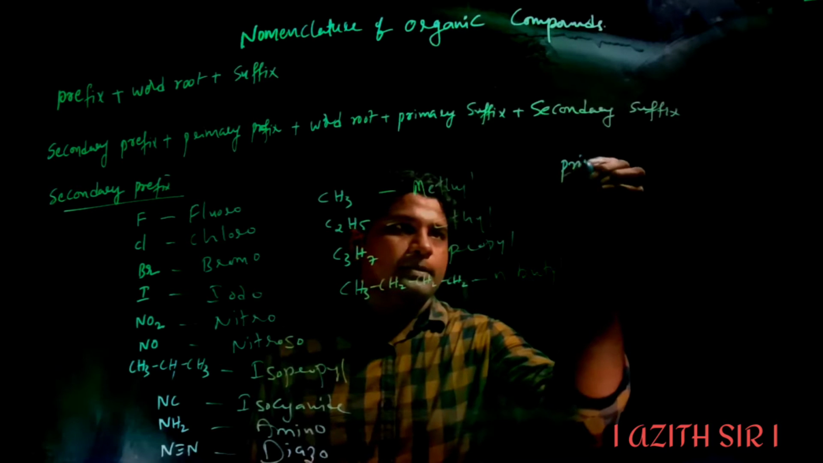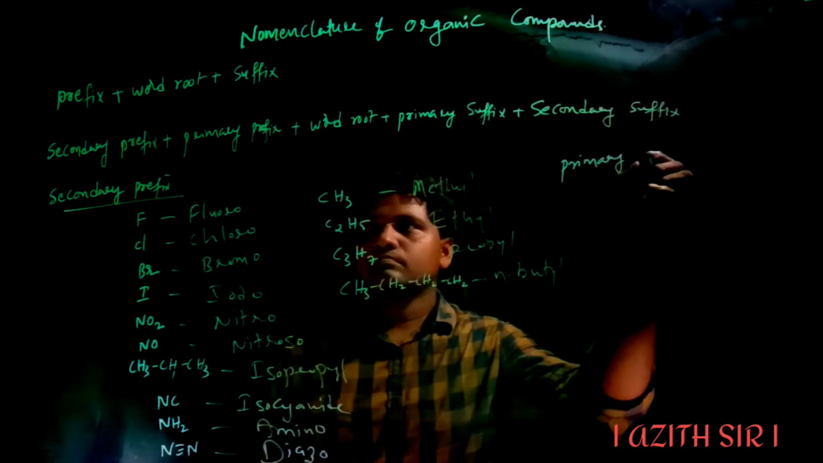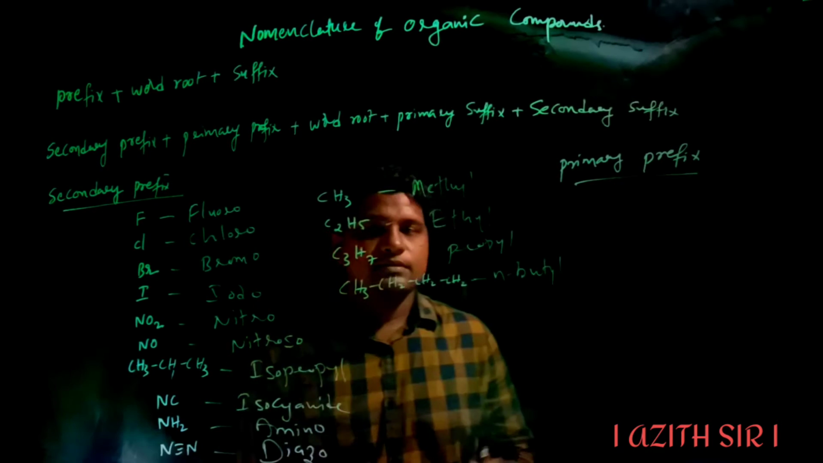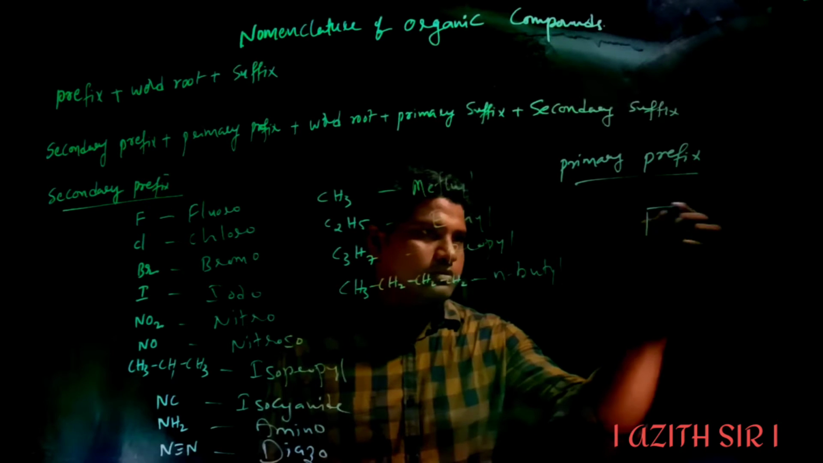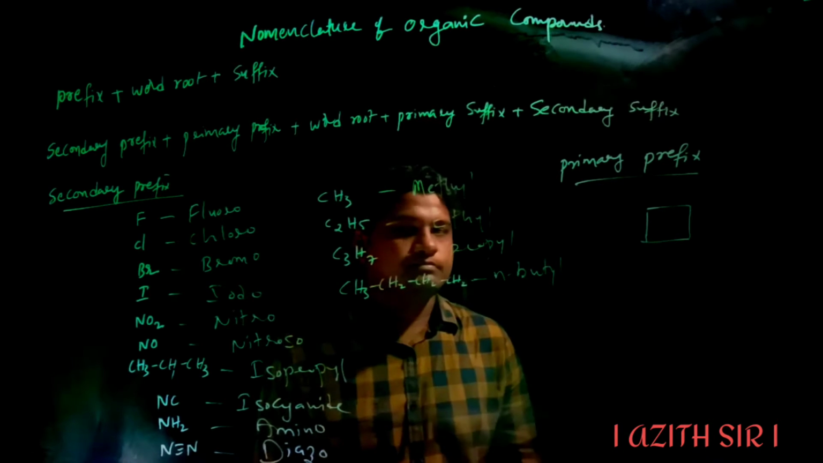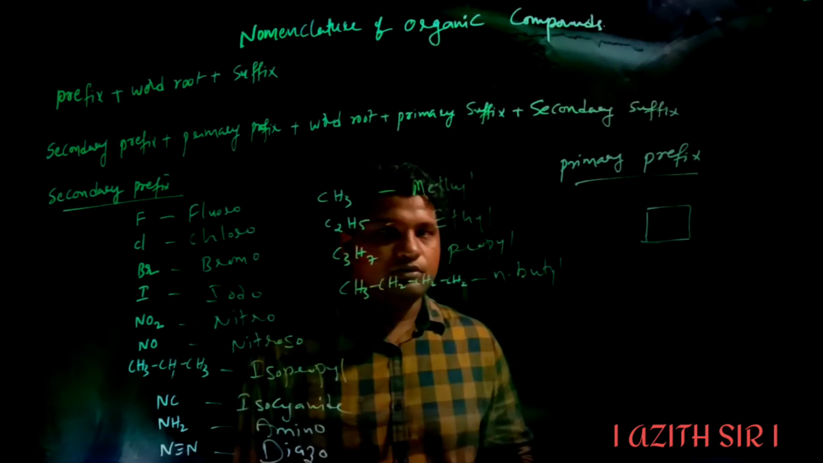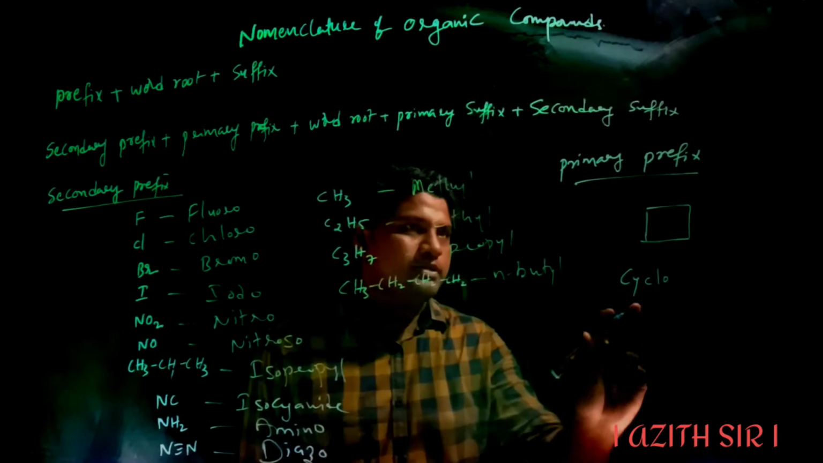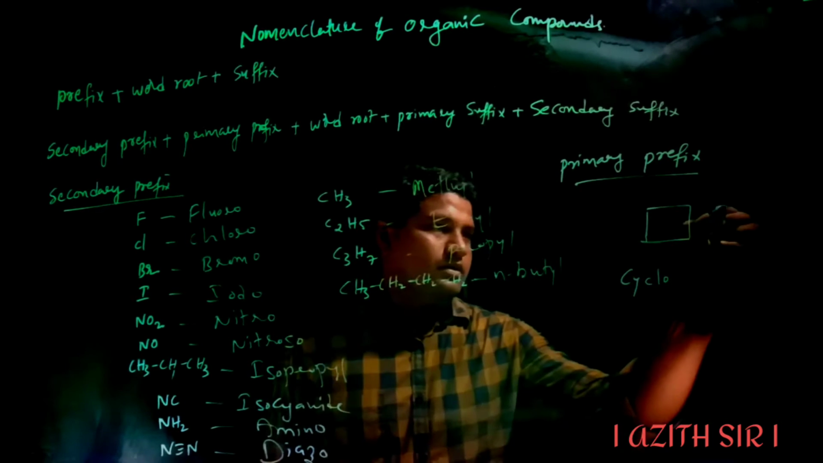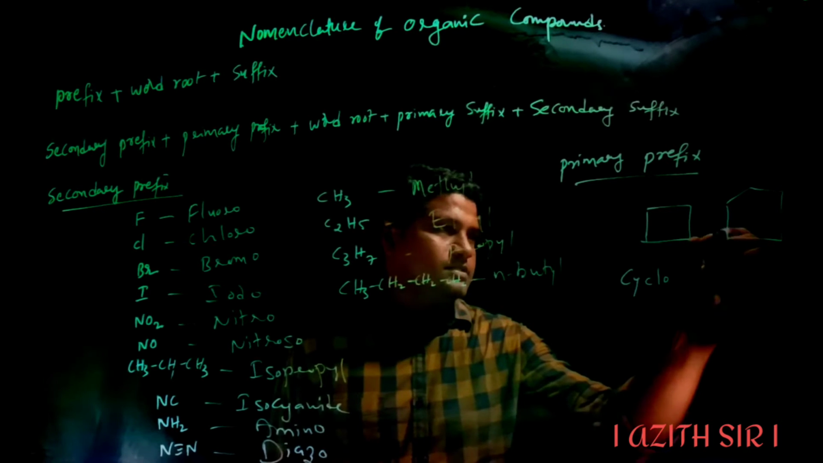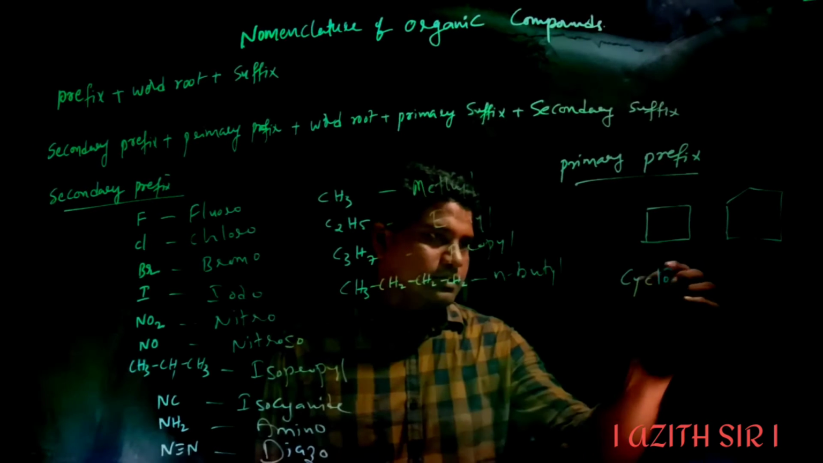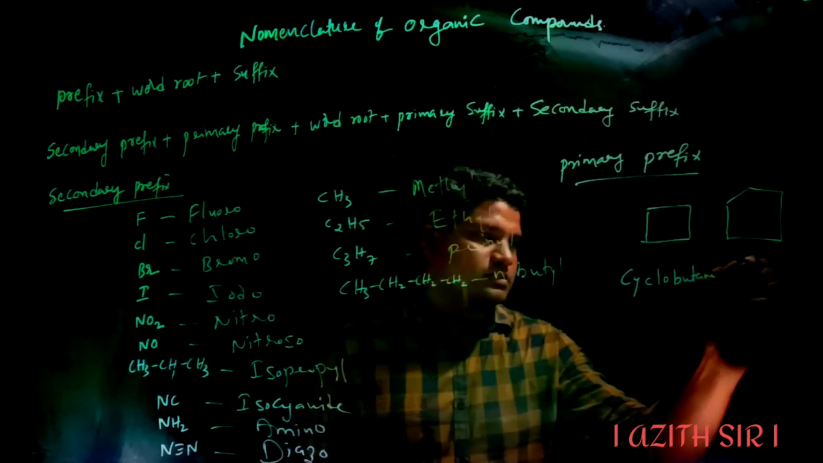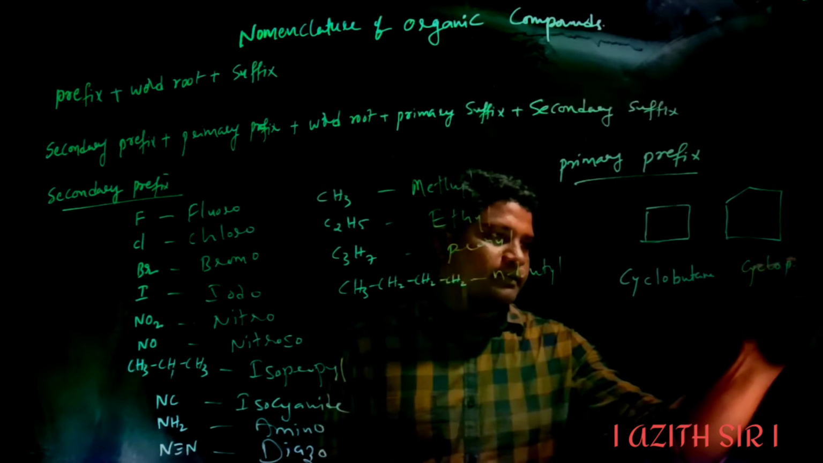Next heading, primary prefix. It indicates the cyclic compounds only. For example, this is a cyclic compound. When we are writing the organic compound nomenclature, we should start with cyclo. So cyclo means it is a primary prefix. This is cyclopentane and this one is cyclobutane, because 4 carbons are present. Here 5 carbons. Start with cyclopentane.